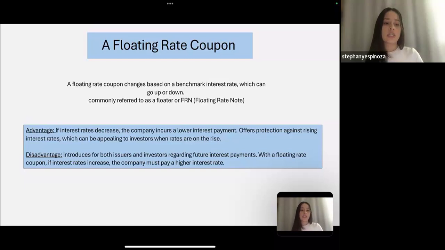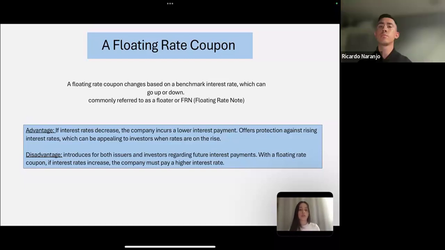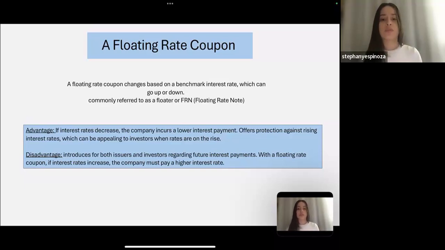A disadvantage is the uncertainty for both issuers and investors regarding future interest payments. With a floating rate coupon, if interest rates increase, the company may pay a higher interest rate.